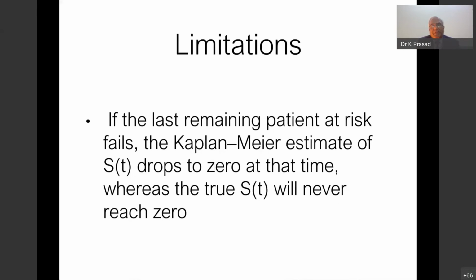Now, if there is only one patient remaining and that person, let's say, dies, if death is the event, then the Kaplan-Meier survival will drop to 0. But actually, if you are thinking about a population, then it never reaches 0. So you should keep in mind that that is another limitation.